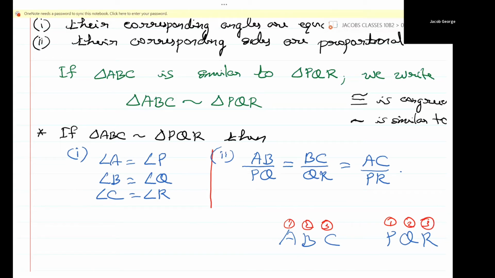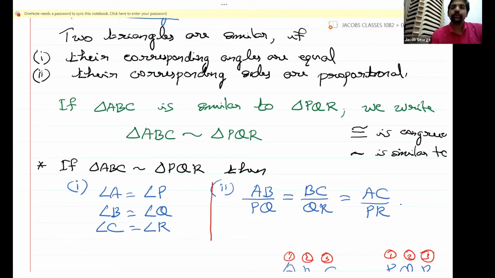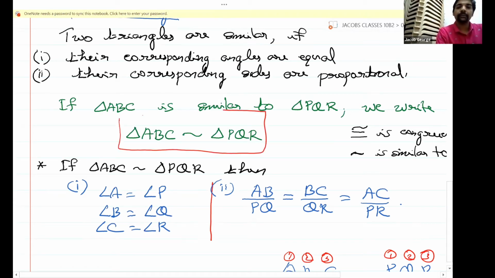I hope this point is clear to all of you. Is it clear, children? Yes, sir. Two triangles are similar means, point number 1, their corresponding angles are equal. Point number 2, their corresponding sides are proportional. Then triangle ABC is similar to triangle PQR means we can write using this symbol: triangle ABC is similar to triangle PQR.